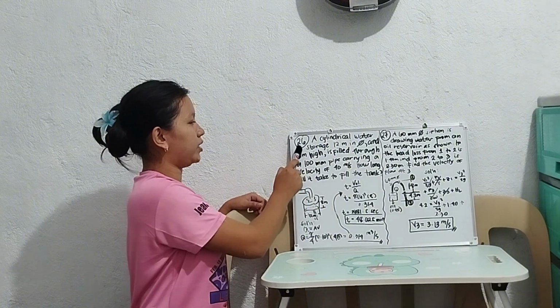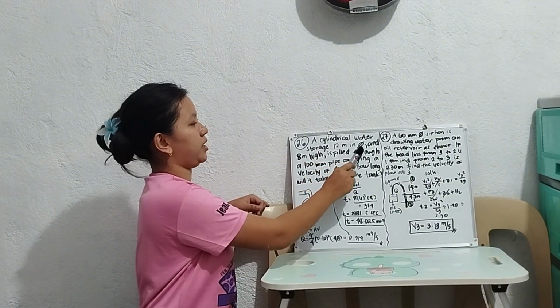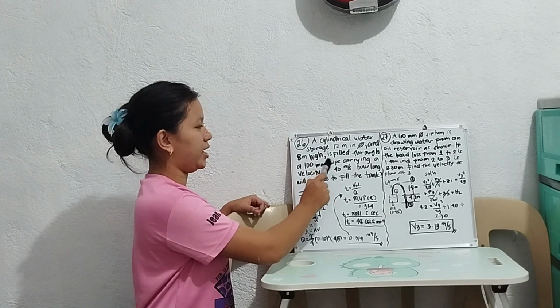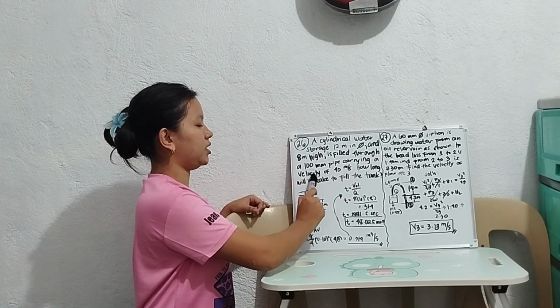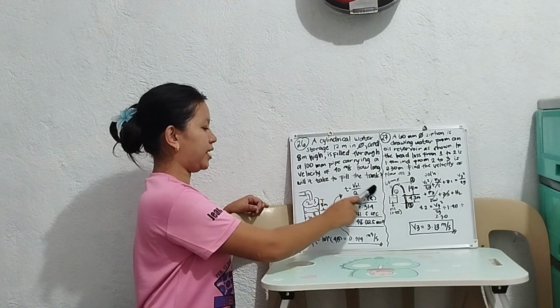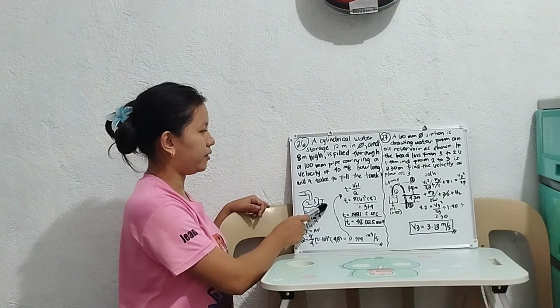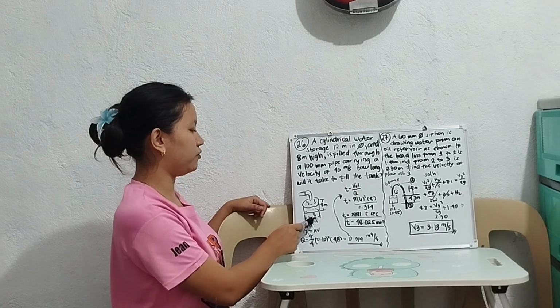Okay, so for number 26, a cylindrical water storage 12 meters in diameter and 8 meter high is filled through a 100 millimeter pipe carrying a velocity of 40 meters per second. How long will it take to fill the tank? So this is our tank. We have our height, which is 8 meters, and our diameter, which is 12 meters.